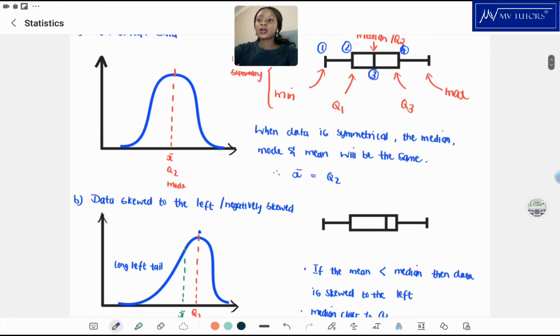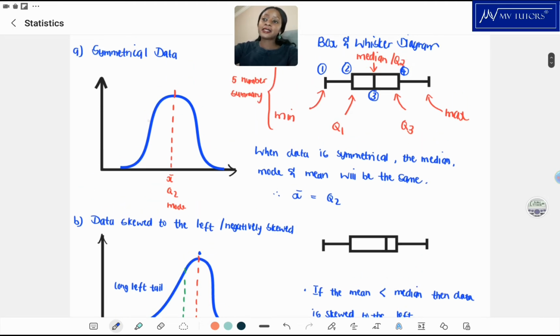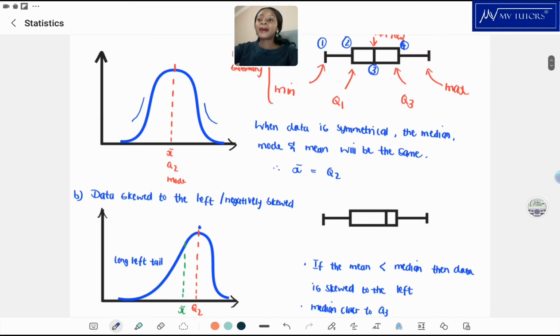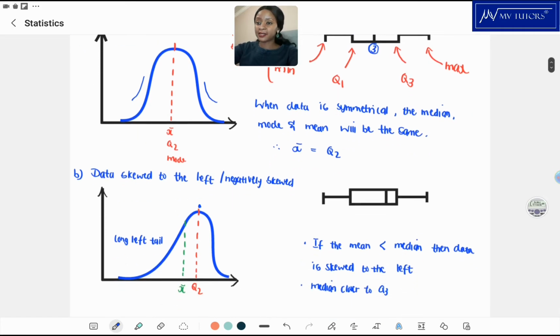Okay, remember when I spoke about it being symmetrical, I said that the tail on the left and the tail on the right are equal in length. But if it is skewed to the left, then the tail on the left is much longer. Okay, so that's how you know that it's skewed to the left. And sometimes they would refer to skewed to the left as negatively skewed. So they can use either term.